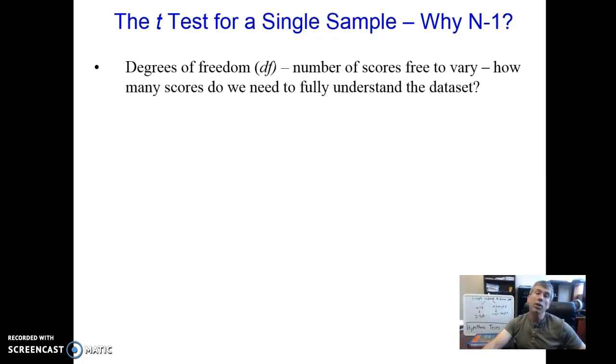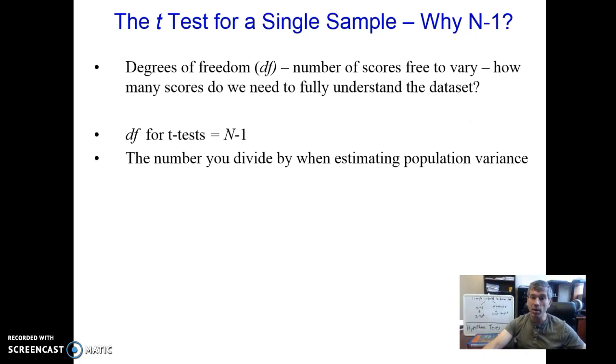So bear with me. Degrees of freedom as a definition is the number of scores in a data set that are what are called free to vary. What that means is how many scores do we need to fully understand that data set? How many scores would I need to know in this data set to basically be able to figure out every score in this data set? For a t-test, again, it's real simple. It's the simplest formula we're going to see. It's n minus 1. Take the number of people you measured and subtract 1 from it. So very easy mathematically. That is the denominator of our variance formulas, and again, it serves to debias them.